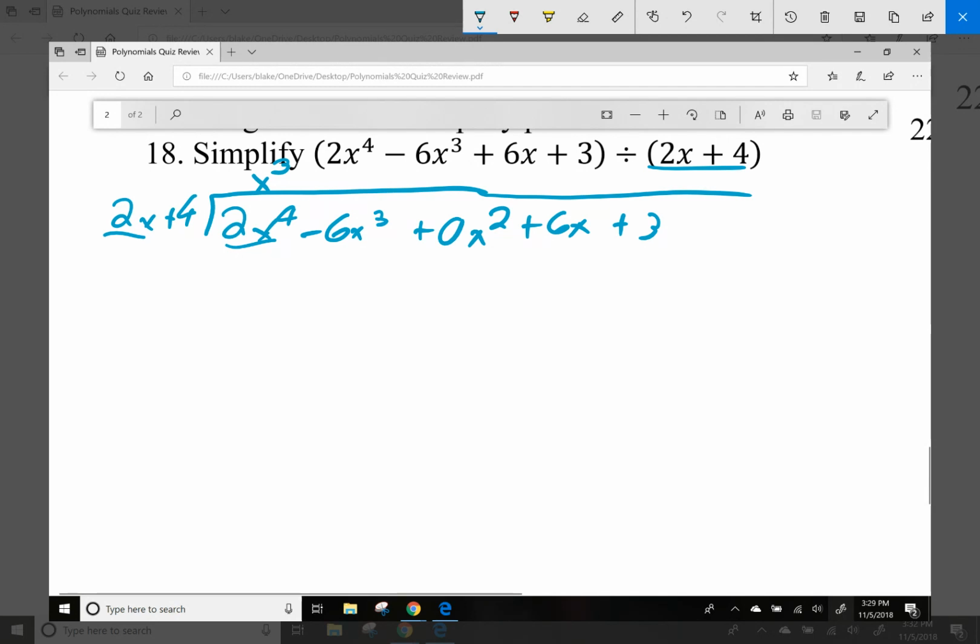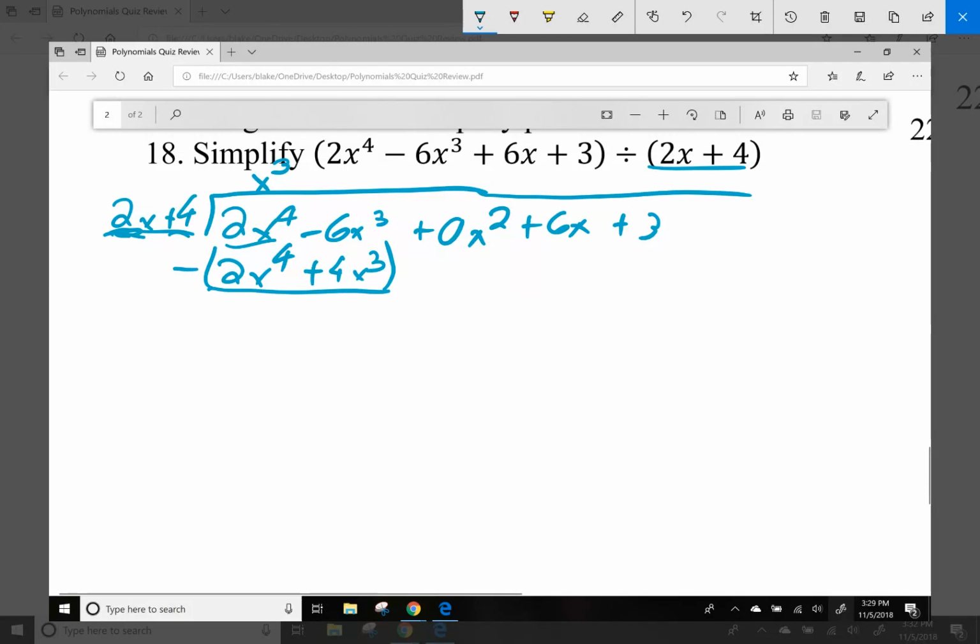So that is x to the third. And then I multiply that answer, that x to the third, with both of these terms. So x to the third times 2x makes 2x to the fourth, and x to the third times 4 makes 4x to the third. And I put those answers underneath those corresponding like terms in the problem. And step 3 is subtract.